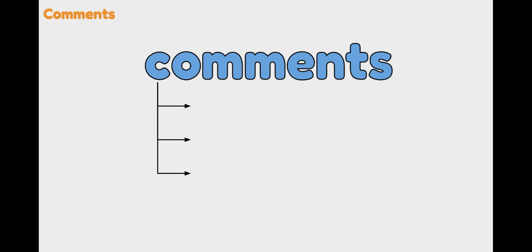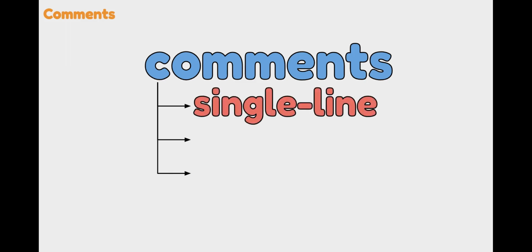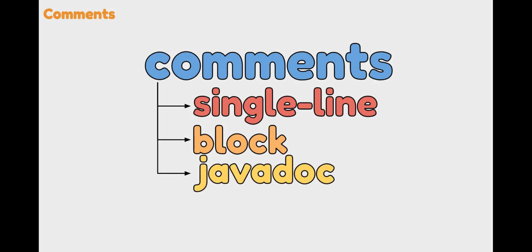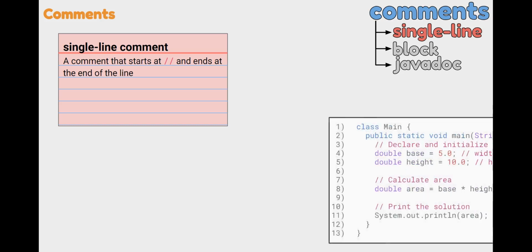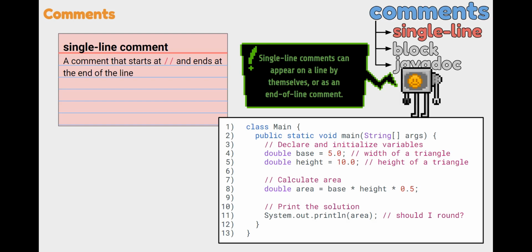There are 3 different types of comments that we can create. We can create a single line comment, a block comment, and a JavaDoc comment. We're going to look at all 3 types, starting with the single line comment. The single line comment is a comment that starts at a // and ends at the end of the line. We see that in our code on line 3.